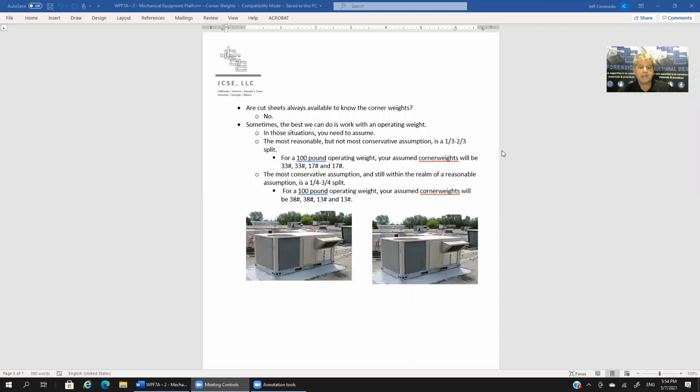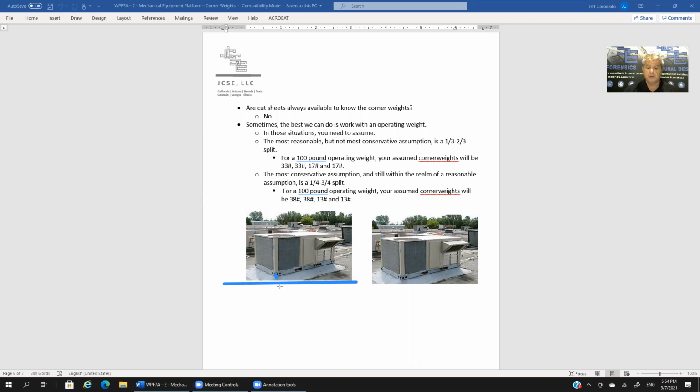Okay, so if we have the cut sheets, then we'll know the load that each corner needs to transfer to its supporting structure. That way we know, let's say, if we've got a beam running underneath this corner here, right? And we know that the corner weight is, well, probably what we don't know.